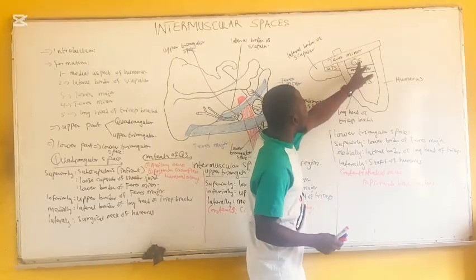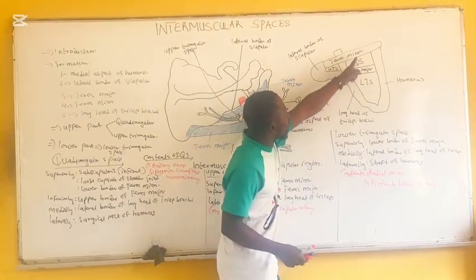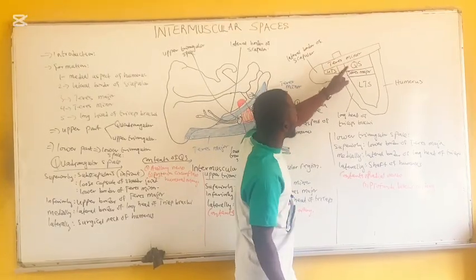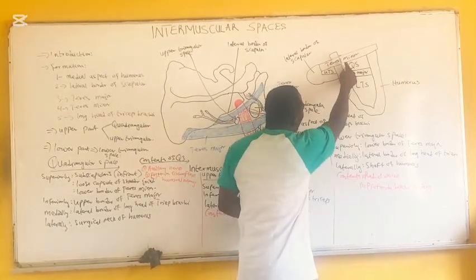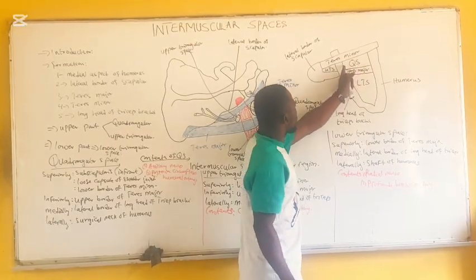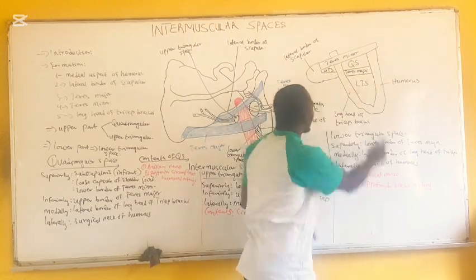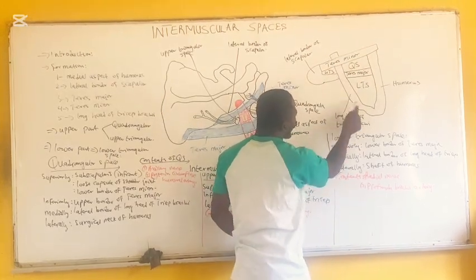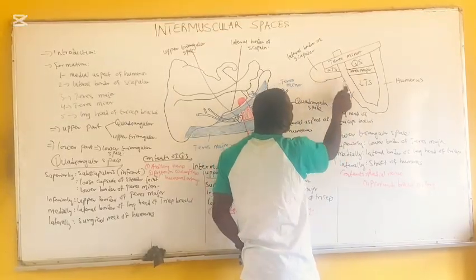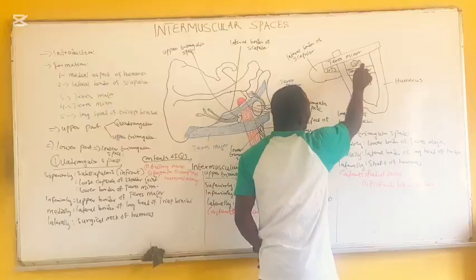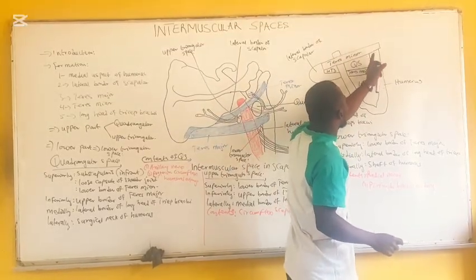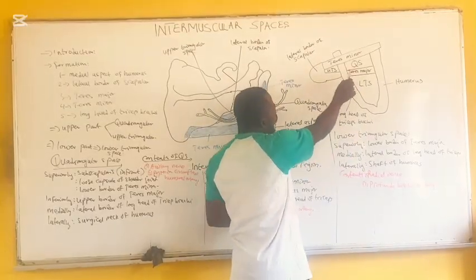So from here now, this is our quadrangular space. We can see that above it there is the lower border of teres minor, so superiorly it is bounded by the lower border of the teres minor. Below, it is bounded by the upper border of the teres major. This is the medial aspect and this is the lateral aspect. Medially, this is the long head of the triceps brachii, and it will be formed by the lateral border of the long head of the triceps brachii, and laterally, it will be formed by the surgical neck of the humerus. That is for the quadrangular space.